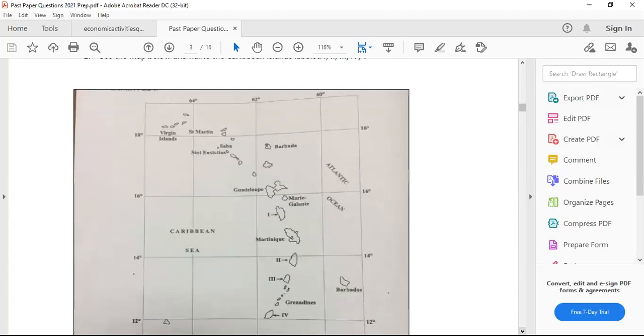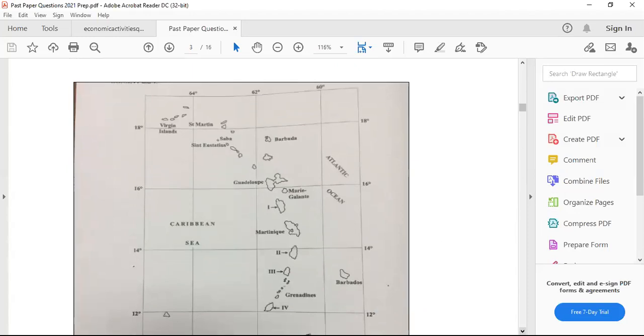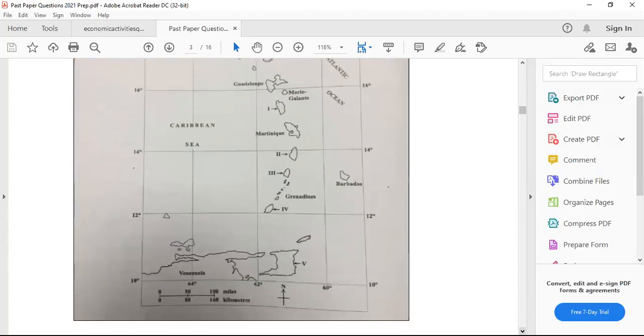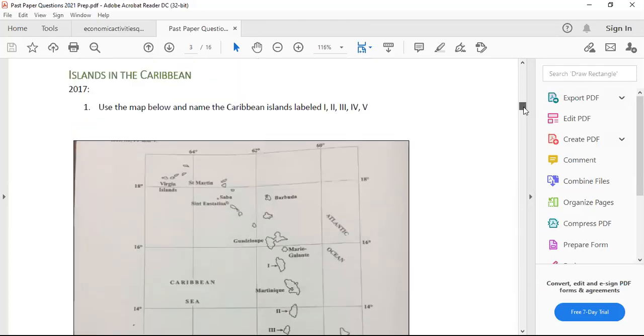Caribbean islands. Miss, are we joining back? Pardon? Are we going to join again? Oh yes. You all want to do the rest of the questions? Yes, miss. All right. So let us do all the questions. We're going to rejoin. When it cuts off, I will open it again and we'll do the Caribbean.